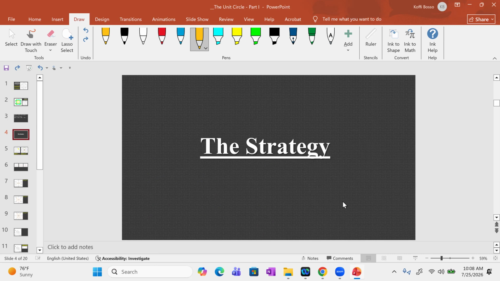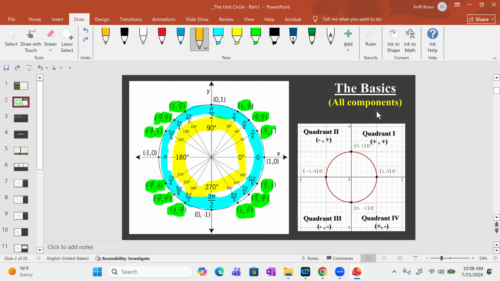But before I show you that strategy, I want you to understand the basics, the components of a unit circle. So on my right side here, we have that unit circle. The radius here is 1. And we see we have 4 points on the unit circle. For each coordinate, the first is the x value and the next is the y value. You see that we have 4 quadrants: quadrant 1, quadrant 2, quadrant 3, and quadrant 4.